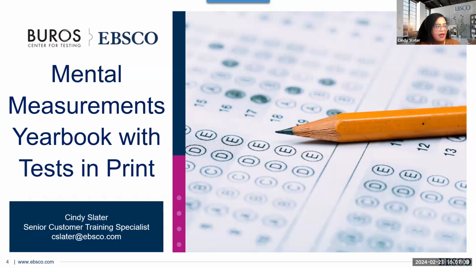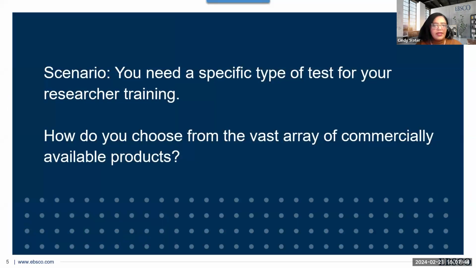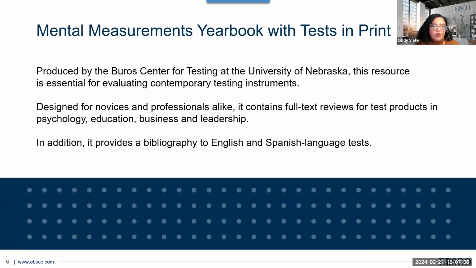So a little bit about this database. Now we've got a scenario here. You need a specific type of test for your researcher training. How do you choose from the vast array of commercially available products? This is the database for you, Mental Measurements Yearbook with tests in print. Now this database is produced by the Buros Center for Testing at the University of Nebraska. And this resource is essential for evaluating contemporary testing instruments.